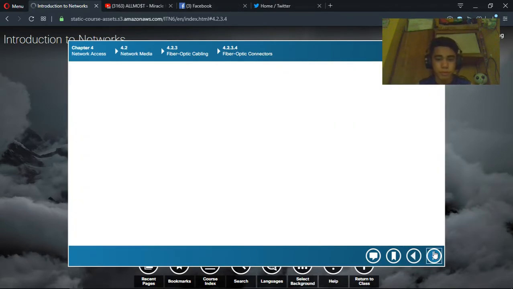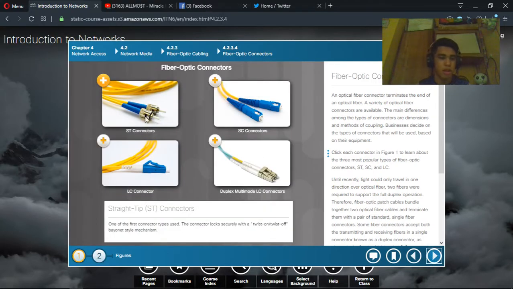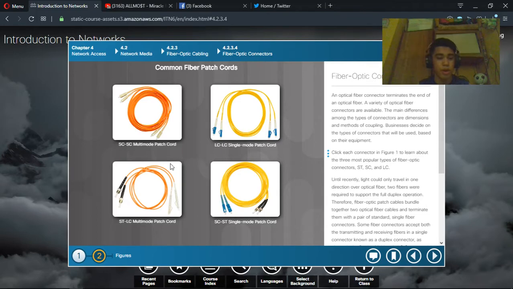Next, fiber optic connectors. These are the different connectors: the ST connectors, SC connectors, LC connectors, and duplex multimode LC connectors. ST means straight tip connector, and SC connectors are sometimes referred to as square connectors. Then the LC connector is a smaller version of the SC. Then the duplex multimode LC is similar to the LC connector but using a duplex connector. This is what it looks like.